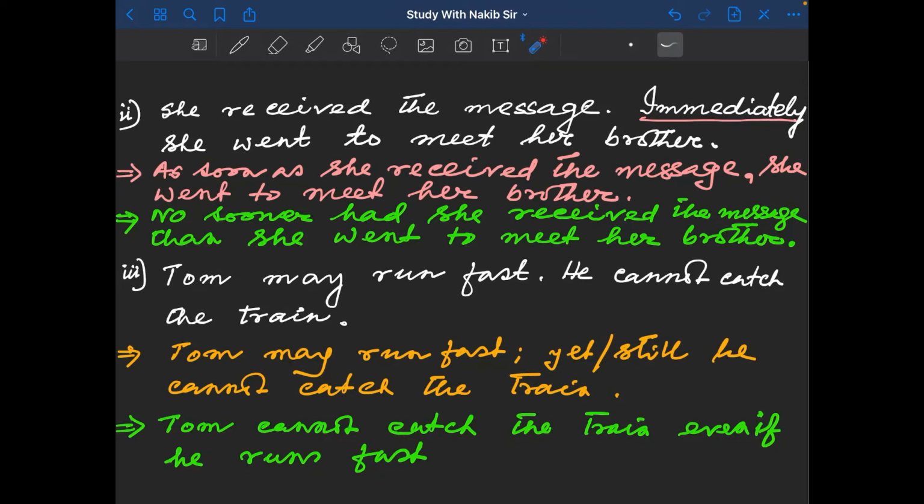Okay, these two contradictory sentences are combined in a single sentence. So your combined sentence is: Tom may run fast, yet or still he cannot catch the train. And number 2: Tom cannot catch the train even if he runs fast. Okay.